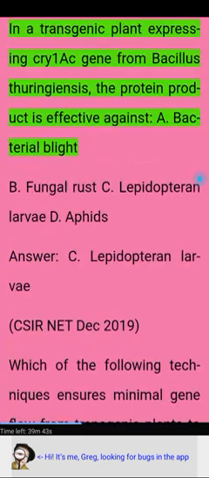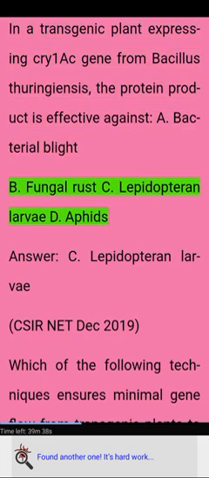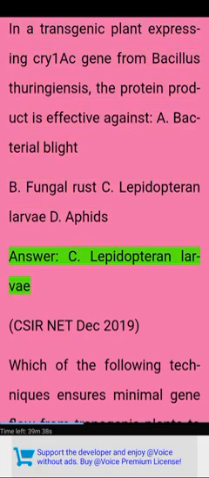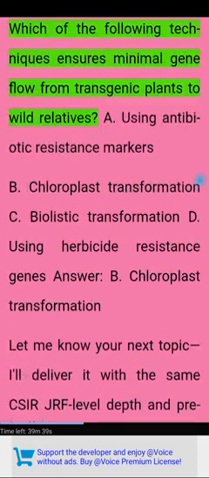CSIR-NET June 2016. In a transgenic plant expressing the Cry1Ac gene from Bacillus thuringiensis, the protein product is effective against: A, bacterial blight; B, fungal rust; C, Lepidopteran larva; D, aphids. Answer: C, Lepidopteran larva.